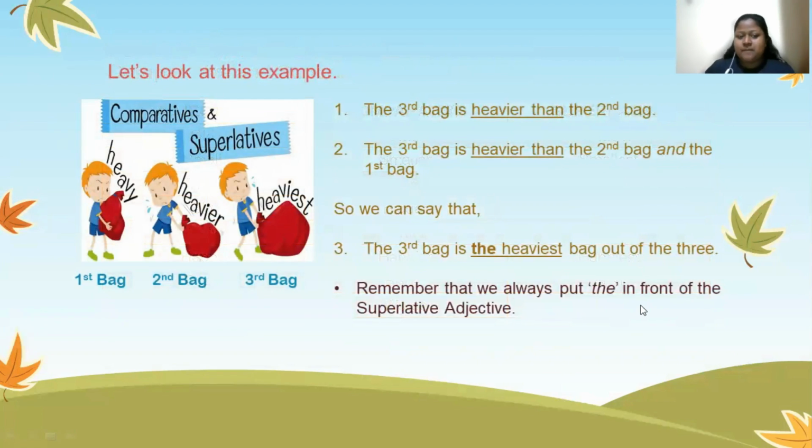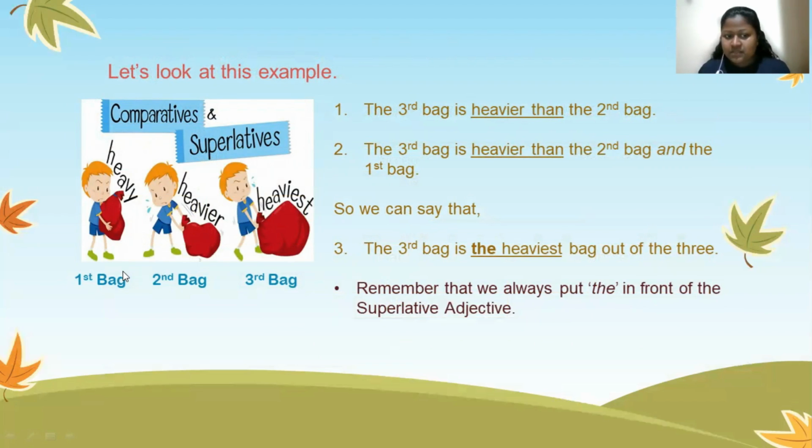Now let's look at this example. Let's look at the picture first. You can see that there are three boys carrying three bags. And you can clearly see that there are differences in each of these bags. The color is the same, but the size is different. So as you can see, when it becomes bigger in size, it becomes heavier. For example, the first boy is holding a bag and it seems somewhat heavy. He's carrying it with both of his hands and he looks a bit tired. So obviously the first bag that he's carrying is heavy.